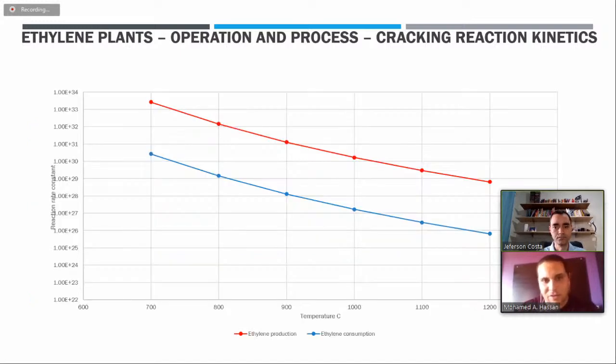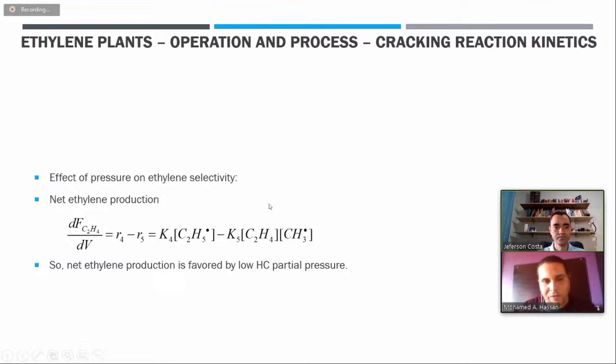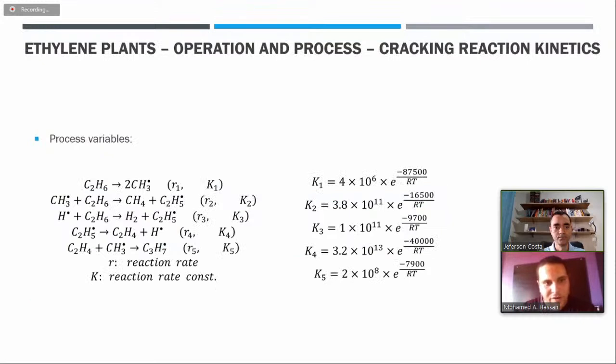Another point: I also picked two reactions, the ethylene production and ethylene consumption, and this is the behavior of the reaction rate constant with the temperature, at 700, 800, and so on. Here, we will also find the effect of the pressure on the ethylene selectivity or the ethylene yield. And here we find the net production of the ethylene, which is the rate of reaction four minus the rate of reaction five. This is the net production of the ethylene.